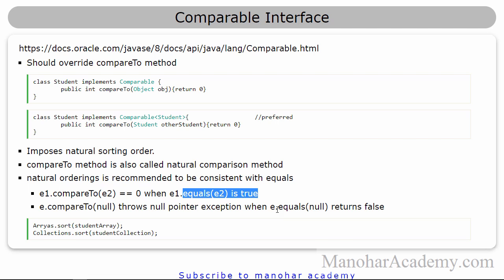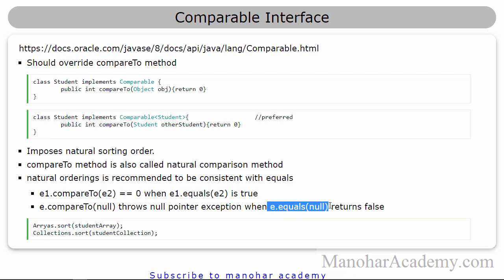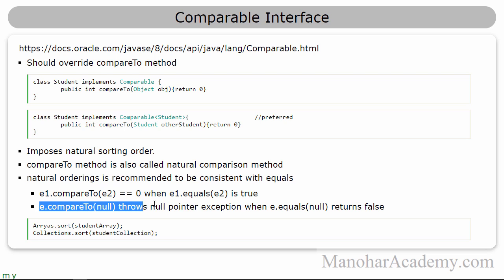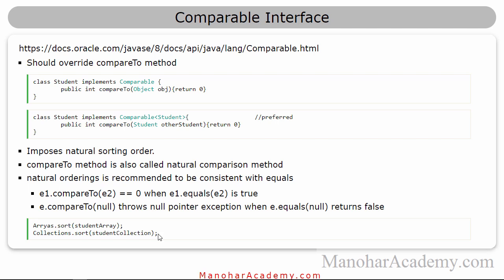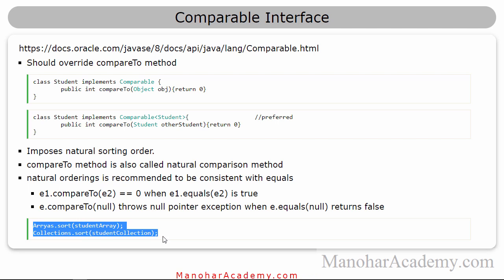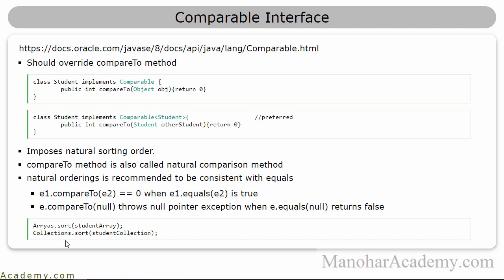The other thing is, whenever we provide a null argument to the equals method, we return false, but in the compareTo method, we have to throw a NullPointerException. If you are following these two things, then you are consistent with the equals method. Also, here is a simple code where we invoke the sort method on Arrays and Collections, and we pass the array or a collection to these methods. So that is all about Comparable.